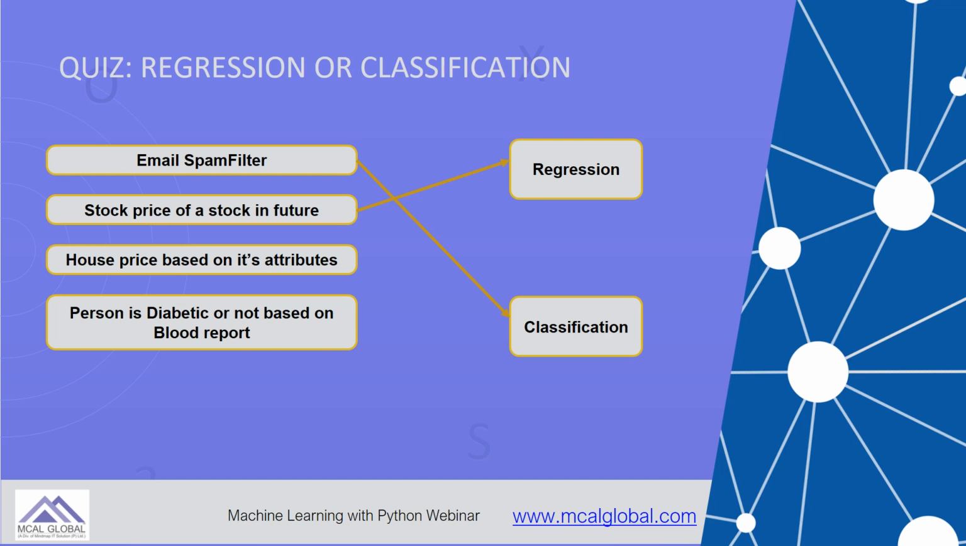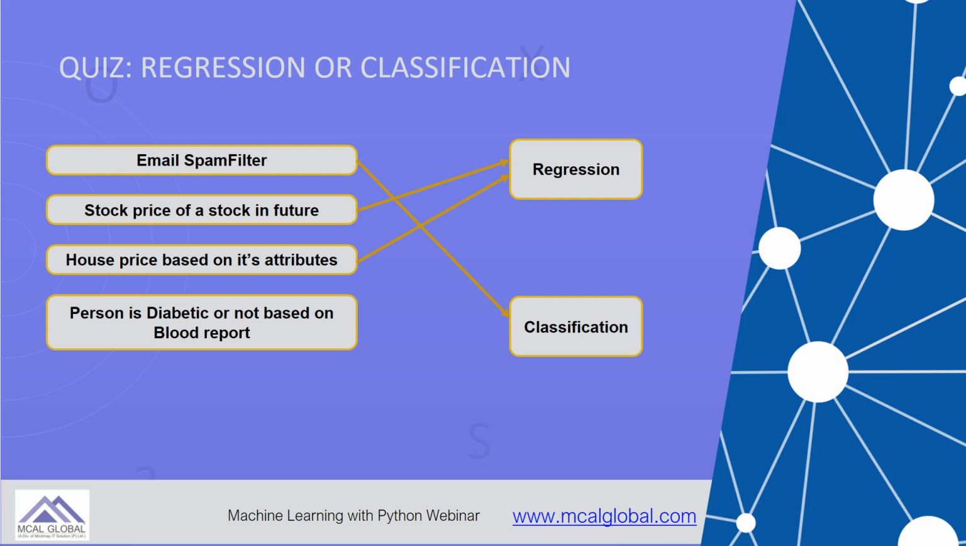Let's say we want to predict the price of a house based on different input features. What kind of problem would it be, classification or regression? Yes, it's a regression problem because, again, the price of the house will be a free-flowing number.